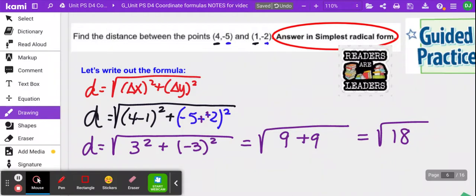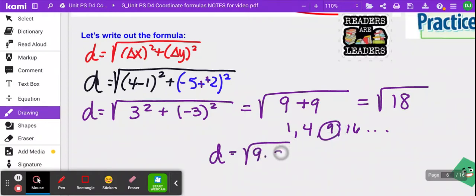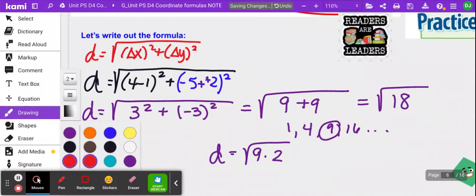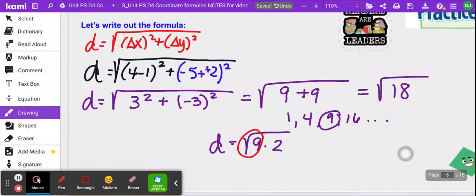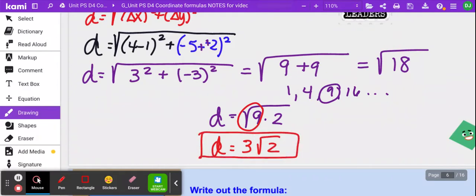Now I've got my radical, but it's got to be in simplest form. So you know your perfect squares: 1, 4, 9, 16. I don't even have to go that high. Which perfect square goes in evenly? It's 9. So we write this as 9 times 2. And then remember the 9 is perfect, so it gets to come out as what? Well, what's the square root of 9? It's 3. 2 is not perfect, so it's staying in. Final answer: the distance between those points is 3 radical 2.